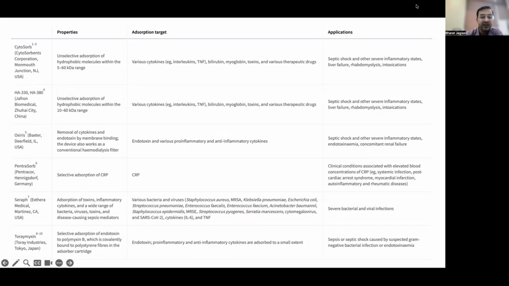Then we have Toraymyxin, which has a selective adsorption of endotoxin through polymyxin B, which is covalently bound to polystyrene fibers in the adsorber cartridge. And we understood the target. It's been very widely used in sepsis or septic shock caused by gram-negative bacterial infection and endotoxemia.